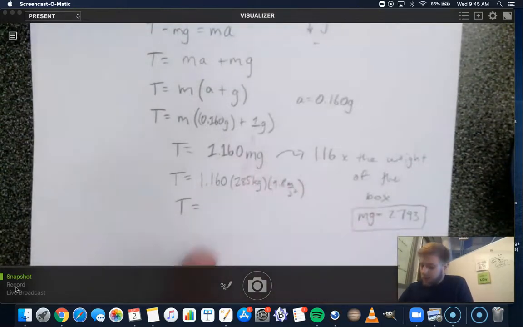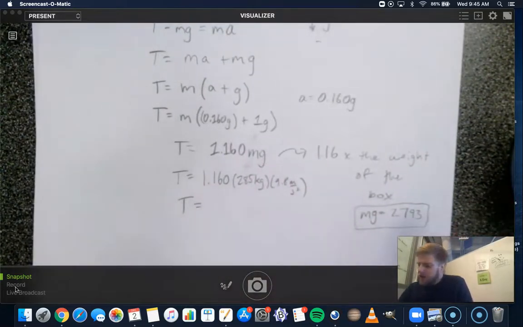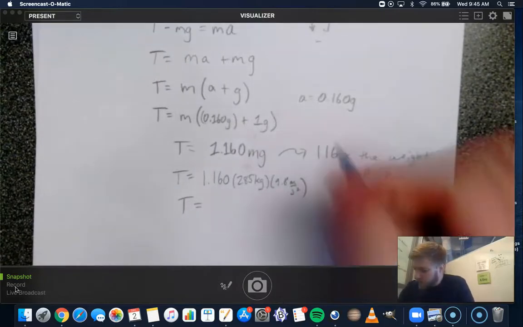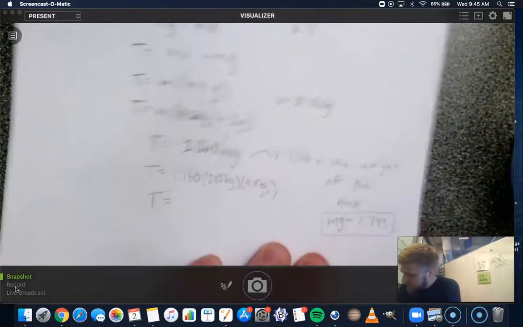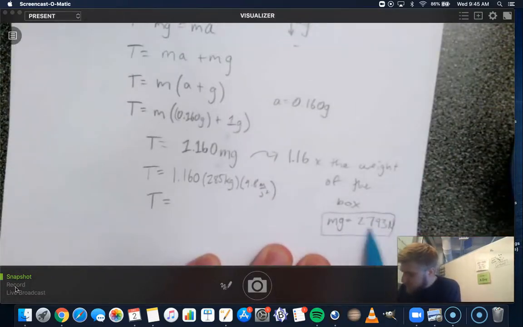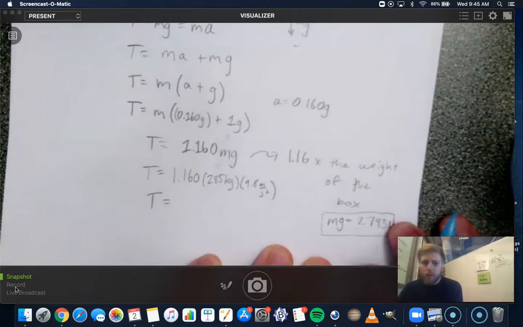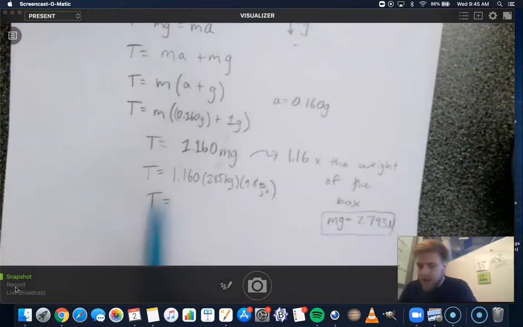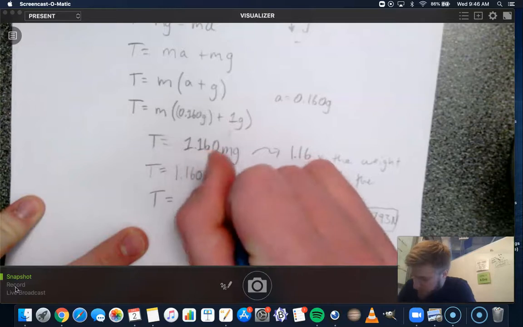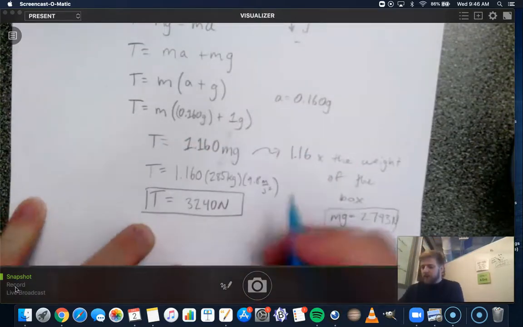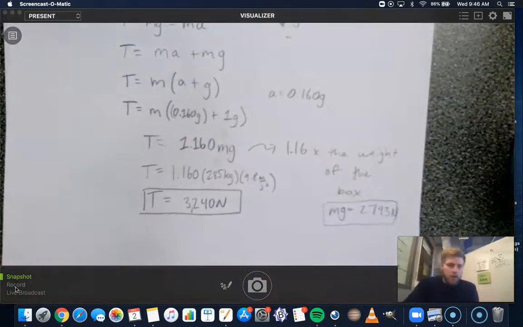Now I wanted to give you some context before I reveal the final answer for the tension, just because I know some of us find it easier to work with numbers. So we just said it's 1.16 times the weight of the box. I just calculated the weight of the box to be this. It is m times g. It's 2973 newtons. So that would be the weight in newtons of the box. The tension should be bigger because we're moving upwards. It has to work hard to move it upwards. When I punched that all in my calculator, I'm rounding, but I got 3,240 newtons. So the tension in the string is 3,240 newtons.